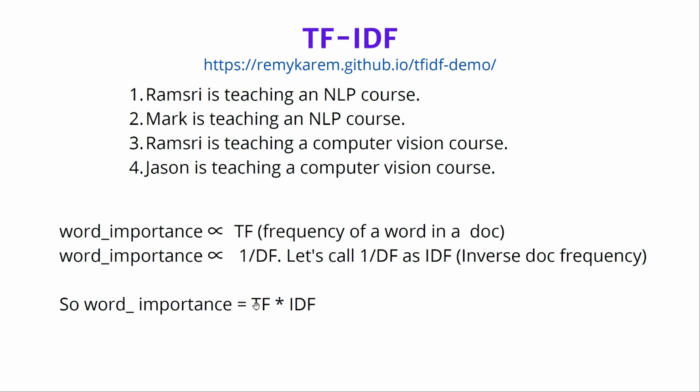We can club both of these things. We can combine both of these things. If you have two directly proportional things, then you can just multiply them and add a constant. So you can simply say that a word's importance is calculated as multiplication of term frequency and inverse document frequency.